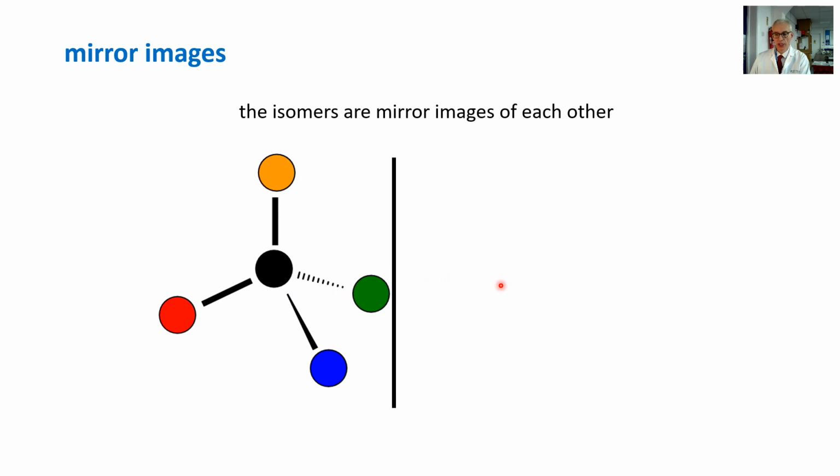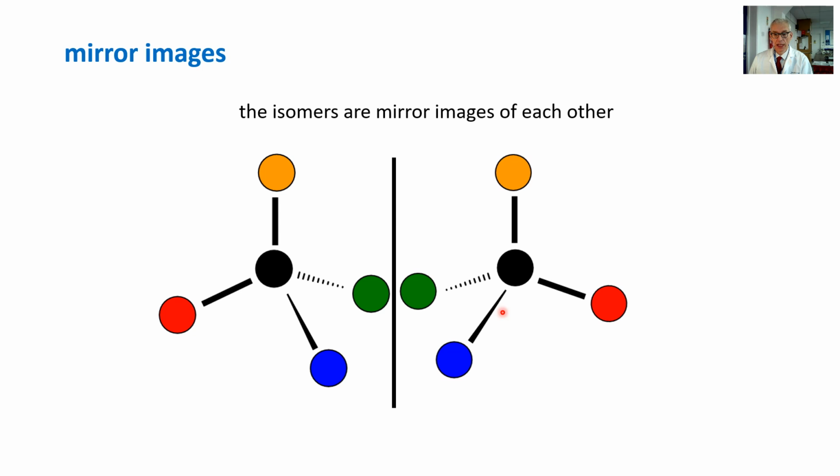So pause the lesson, using this line as the plane of a mirror. Draw to the right the mirror image of the structure to the left. Come back when you have your best effort. Okay, so I'm going to reveal. Here is my best effort. It's not perfect, but my best effort at a mirror image.